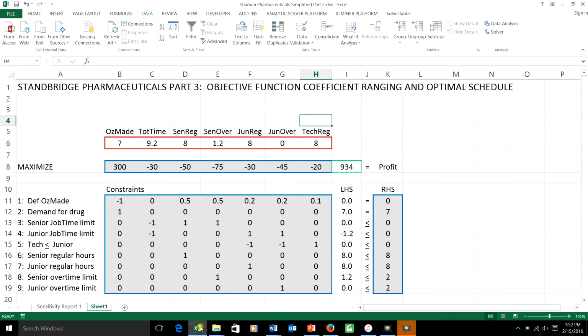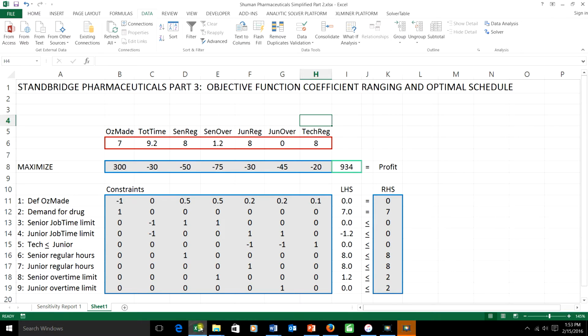Hello, and welcome back to part 3 of the Standbridge Pharmaceuticals problem and our discussion of sensitivity, the objective function coefficient ranging, or OFCR ranging, and the optimal schedule. We're still looking at the Standbridge Pharmaceuticals problem, and if you don't remember it very well, you might want to check one of the previous 2 videos to make sure you know what's going on.